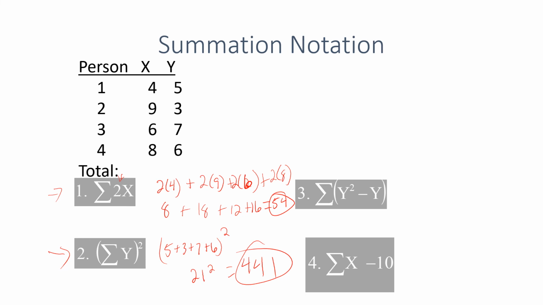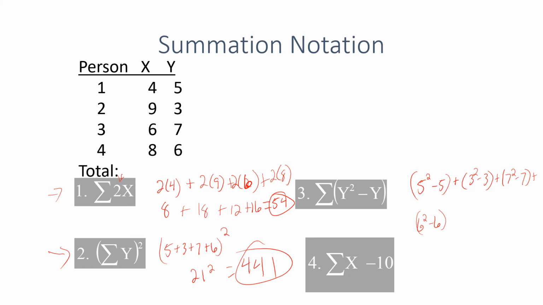Okay, all of it's in parentheses now, so all of it's going to be done before the addition is done. And the y squared, again, you do exponents first, so it's going to be 5 squared minus 5. That is y1 squared minus y1. But then we need to add that to y2 squared, 3 squared minus 3, plus 7 squared minus 7, plus 6 squared minus 6.